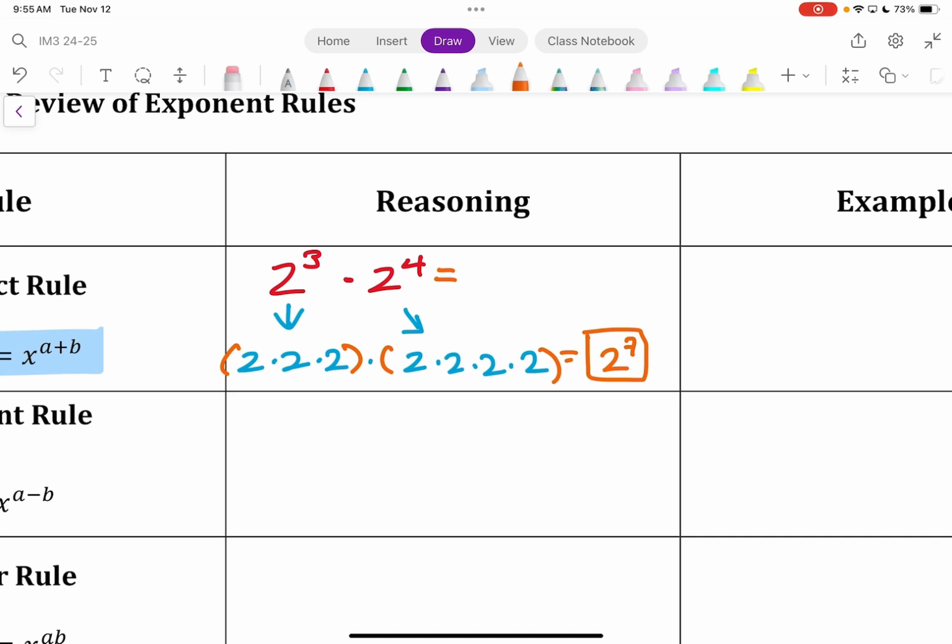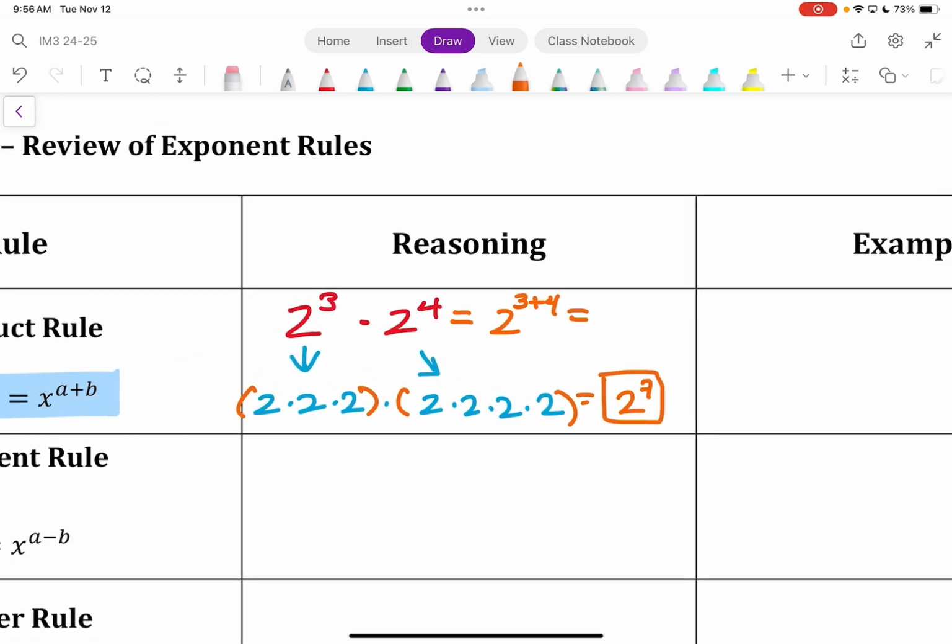Well, it helps us to avoid writing it out and then condensing it back together, because that would be too much work. Instead, since we have the same base, in this case a 2, we can rewrite this as the sum of the exponents. 2 raised to the 3 plus 4 power. What's 3 plus 4? 7. So we get 2 to the 7th power.